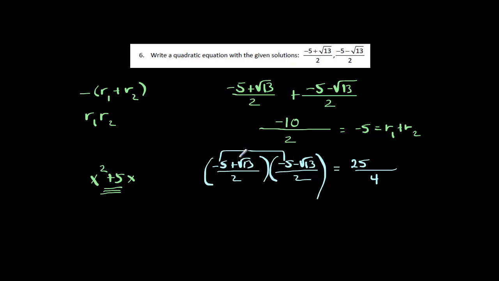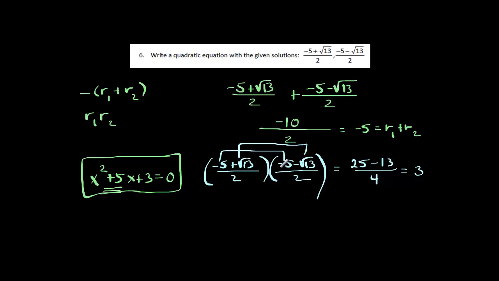And then the l's together. So root 13 times negative root 13 is negative 13. So when we do this out, we're going to have 12 over 4, which is 3. So we're just going to put plus 3 equals 0. And this is it right here.